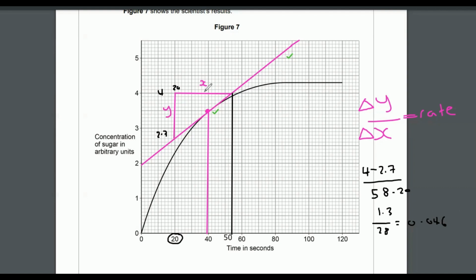I'd have still got 3 out of 4 marks for doing Y over X. You get another mark. And just because I got the wrong answer because of my reading on the graph, it would only cost me 1 mark. But really, we are looking at 1.3 apparently divided by something like, no, that's not 58. What is that? If that's 50, these are going up in twos. That's 54.